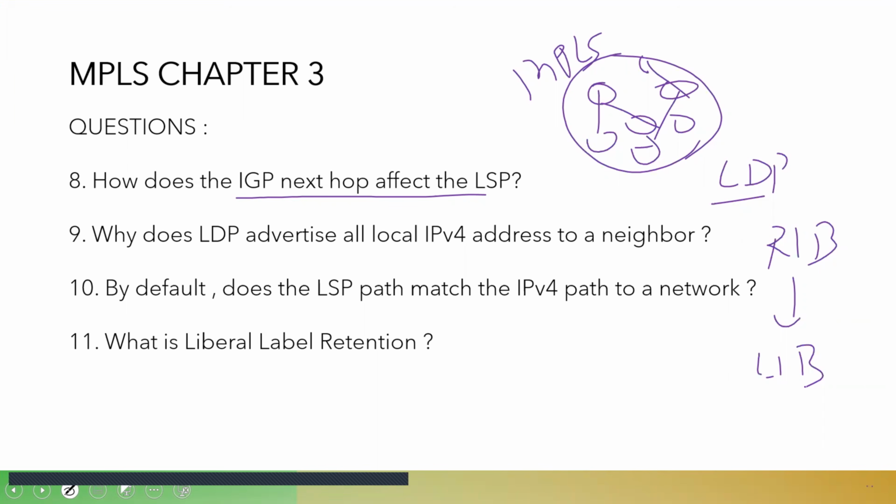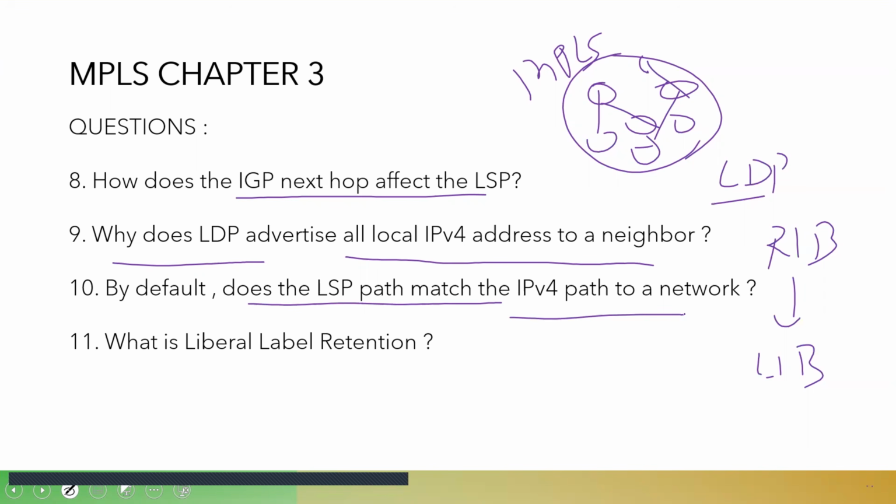Question number 2. Why does LDP advertise all local IPv4 addresses to a neighbor? We'll see that when we have the LDP, we'll go and run a few verification commands. We'll see about their label exchange. We are going to use some CLI commands for that. Okay, and then, by default, does the LSP path, so we have the label switch path, match the IPv4 path?